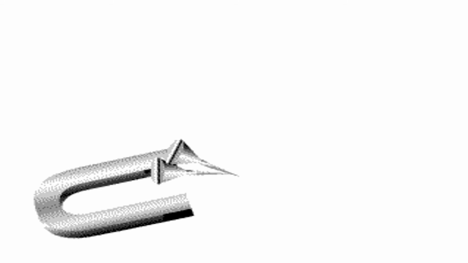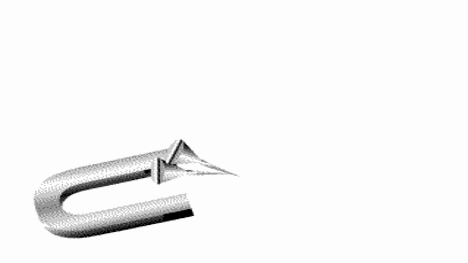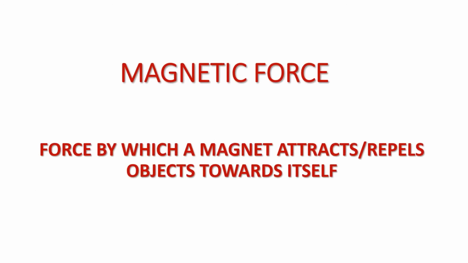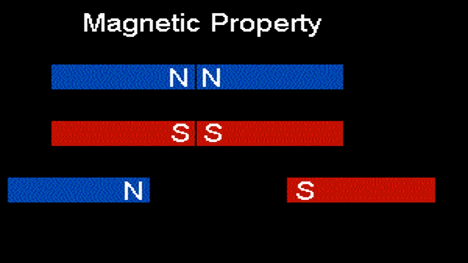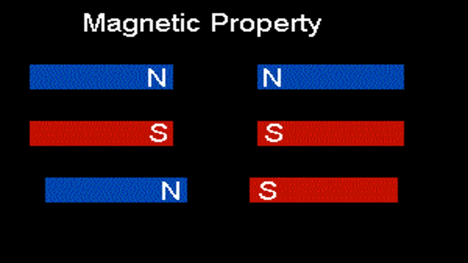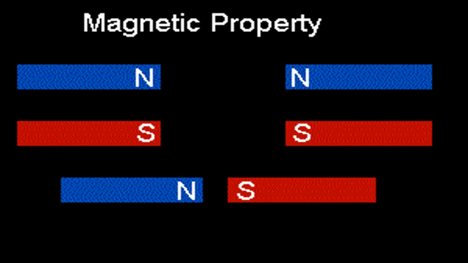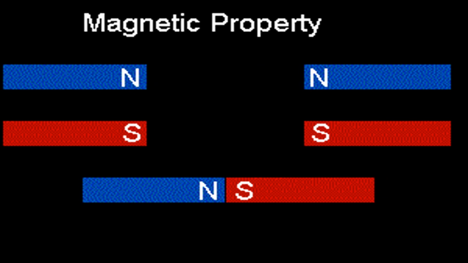Bring a pin near the magnet. It attracts the pin. What is this attraction due to? It is due to magnetic force. The force by which a magnet attracts or repels objects towards itself is called magnetic force. We know like poles of a magnet repel each other and unlike poles attract each other. This attraction or repulsion is only due to the magnetic force. This is a non-contact force.